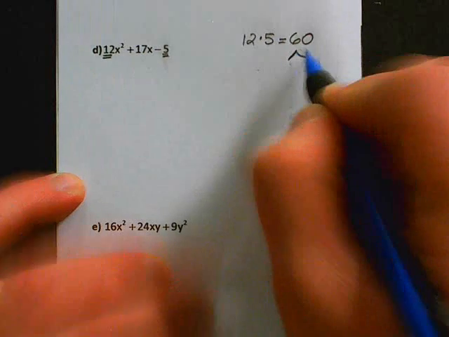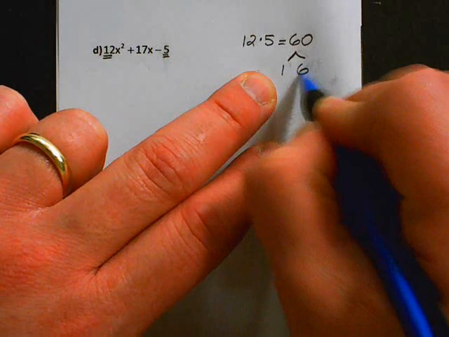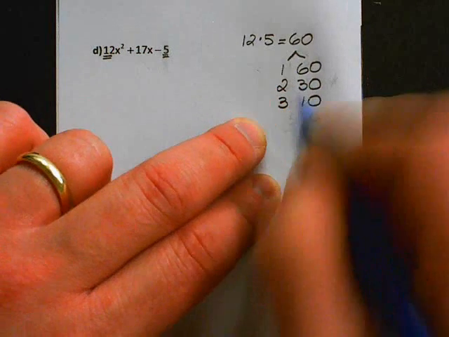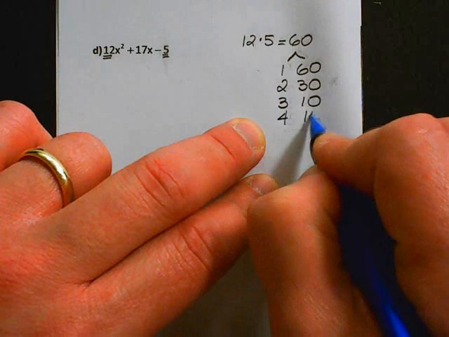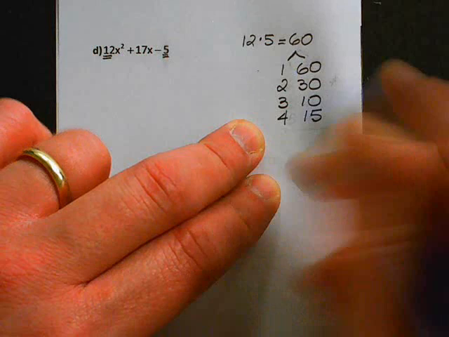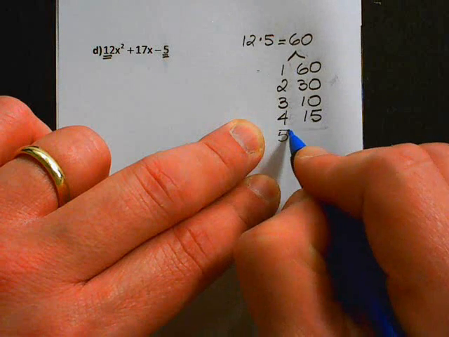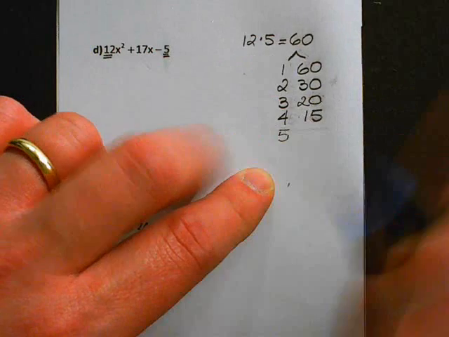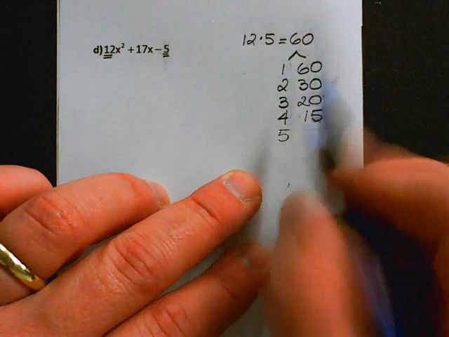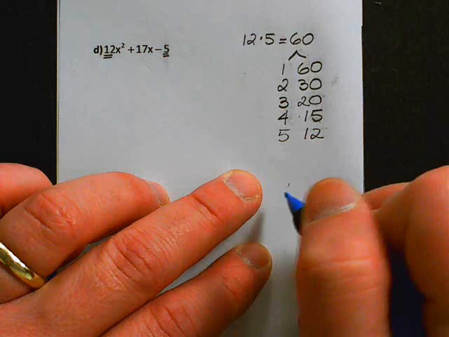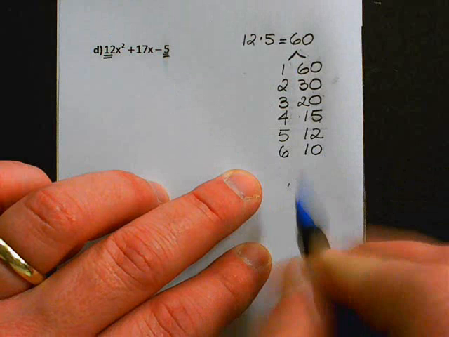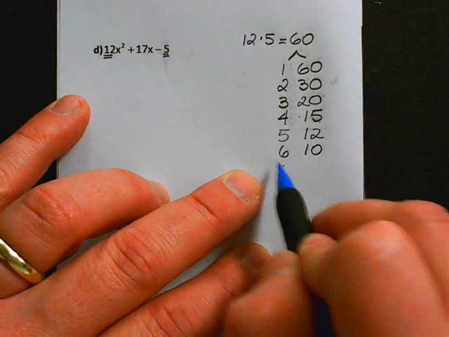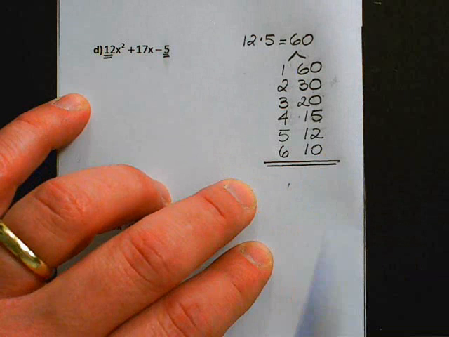What numbers go into 60? The answer is 1 and 60, 2 and 30, 3 and 20, 4 and 15, 5 and 12, and then 6 and 10. 7 does not go into 60, 8 does not, 9 does not, and then the next number will be 10, and 10 is already on the list. So we're done with our list.